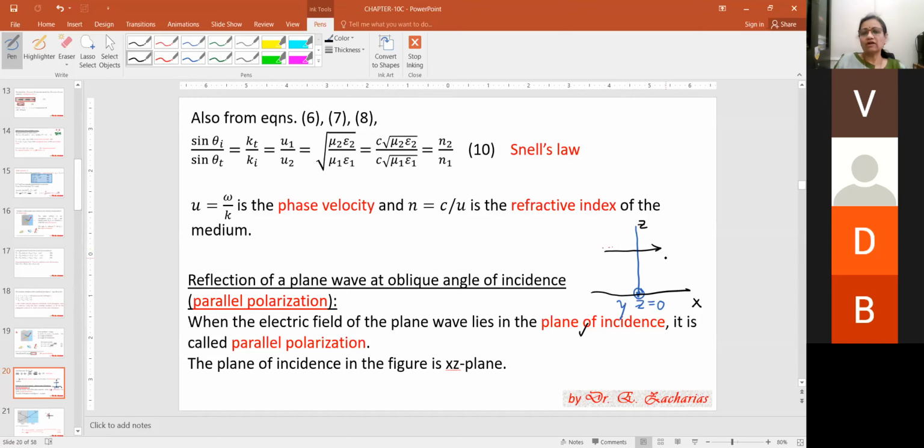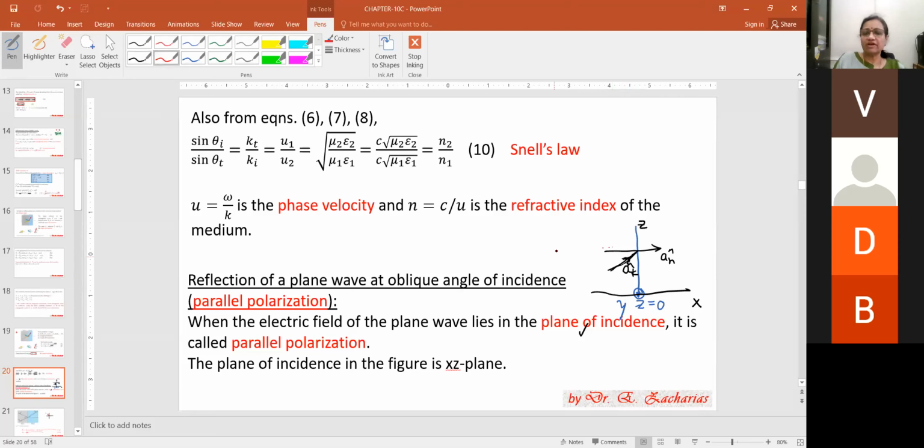A normal, I'll call this n cap. Now at this point, a wave is incident and it is hitting. This is also clear? What is the direction of this? This is k cap. This angle will be the angle of incidence. Now for this ray, whose k is like this, imagine an electric field.